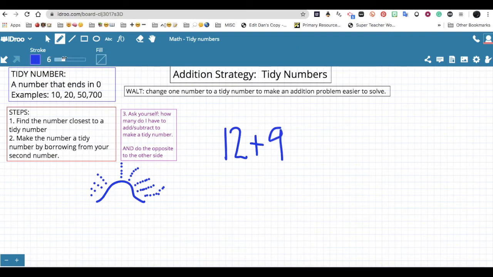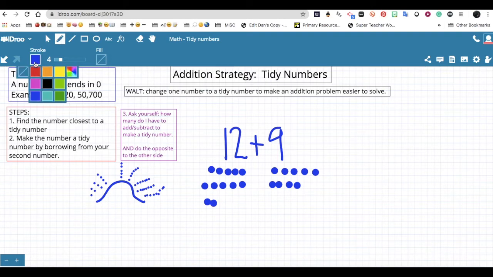Got 12 plus 9. Okay, and again you can draw 12 and 9. So now make sure you're solving this at the same time as I am, so you're working it out as well. First up, tell me what the first step is for using the tidy numbers strategy. First step, we've got to find the number that's closest to a tidy number.